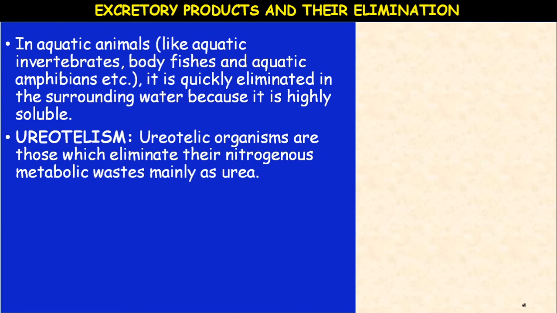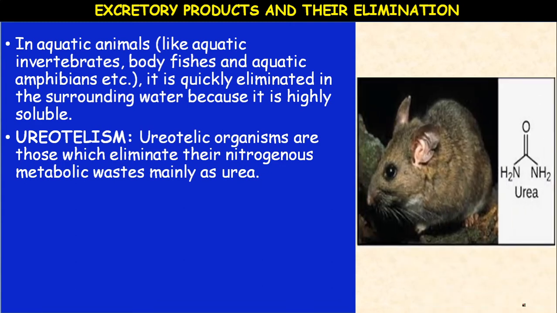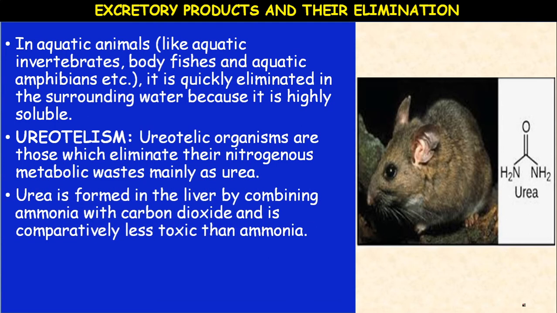Ureotelism. Ureotelism is the second type. The ureotelic organisms are those which eliminate their nitrogenous metabolic waste mainly as urea. Okay, an example here is a mammal, a rat. Urea is formed in the liver by combining ammonia with carbon dioxide and is comparatively less toxic than ammonia.